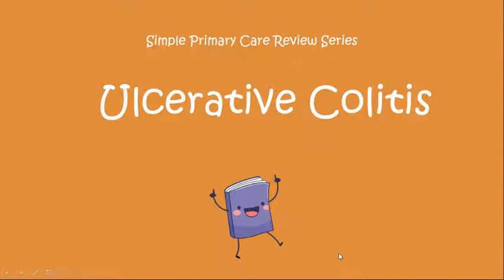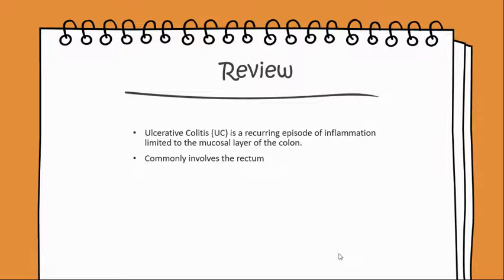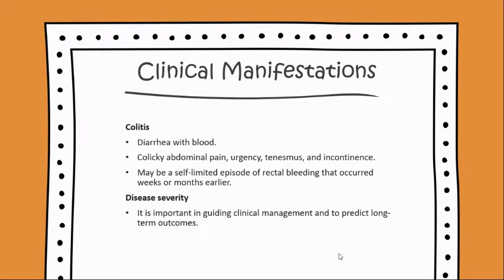So today we'll begin a simple primary care review on ulcerative colitis. Ulcerative colitis, also known as UC, is a recurring episode of inflammation limited to the mucosal layer of the colon. It commonly involves the rectum.